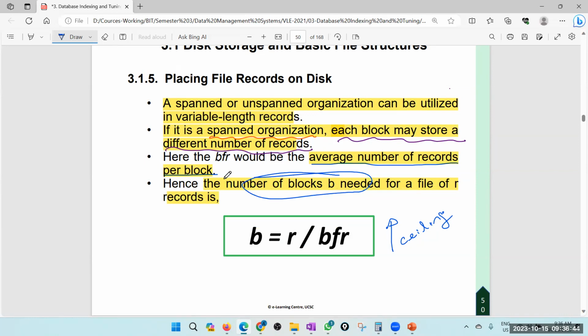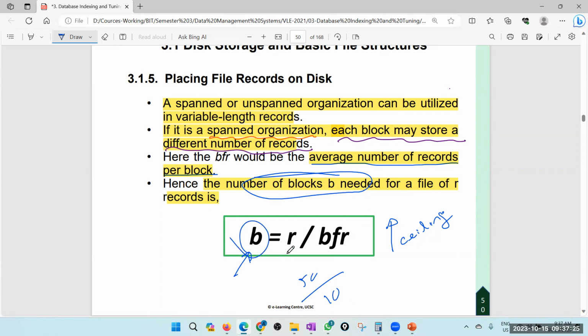So now we can calculate the number of blocks needed to store a file, the number of blocks in the disk needed to store a particular data file. That is called B. So B is the number of records in the file, assuming fixed width, divided by the block factor, because block factor is the number of records in a block. If you can have only 10 records in a block, and I have 50 records, the number of blocks needed is 50 divided by 10, so I need 5 blocks.